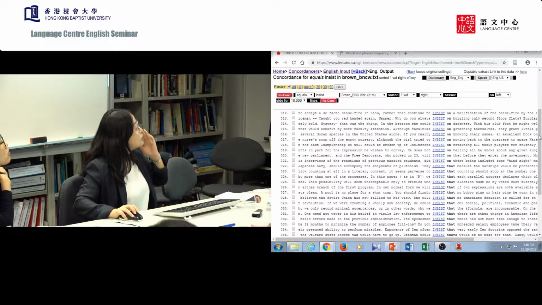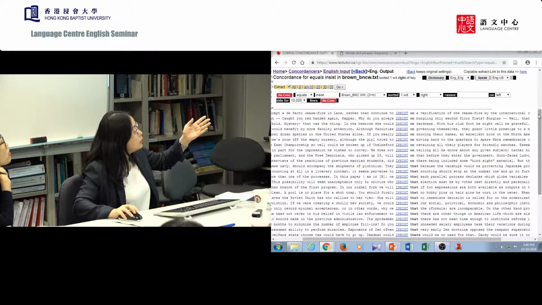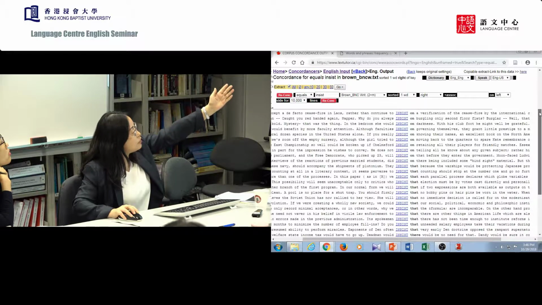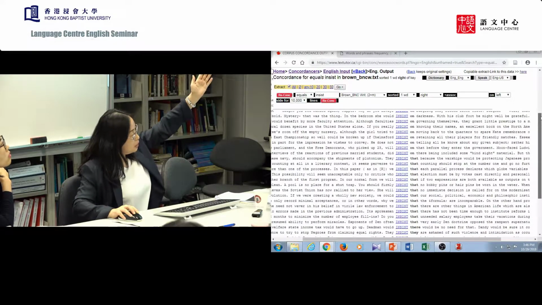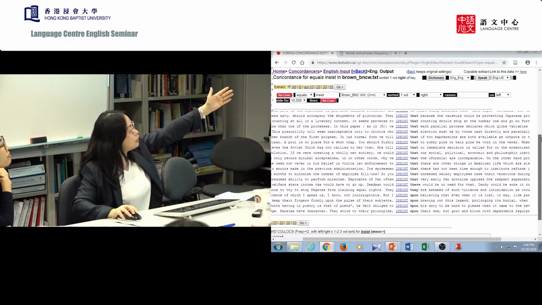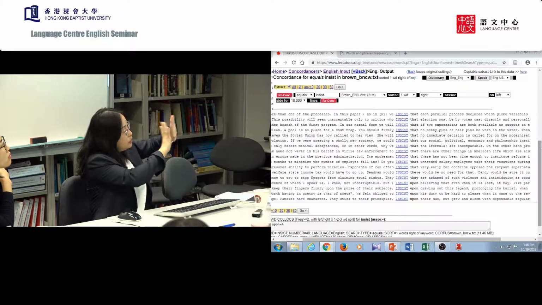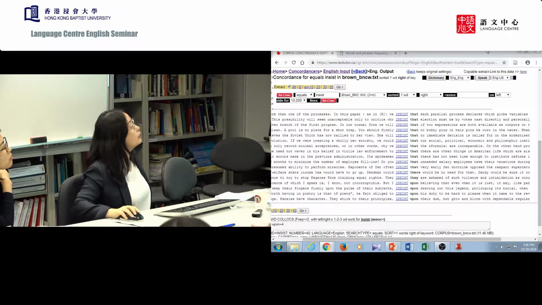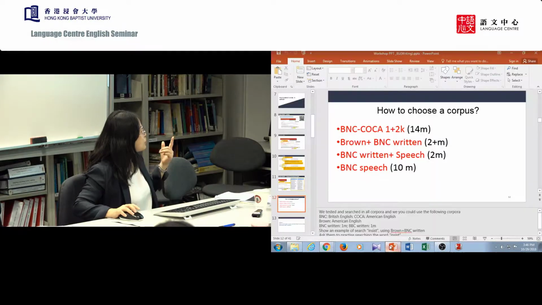By observing the use pattern of this word, you can see that everything is alphabetically arranged for us, and we can discover the patterns easily, right? Insist on something, insist that clause, insist upon. So this pattern is very clear.